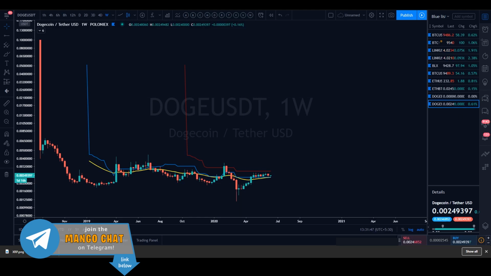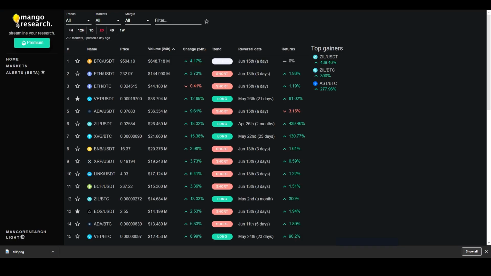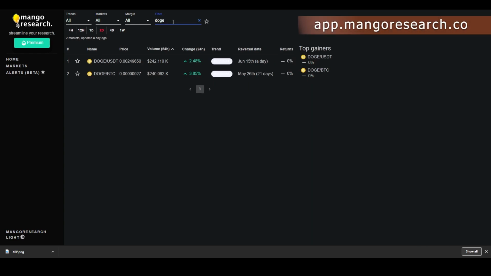Now, without further ado, let's get into the analysis, but we're first going to start off with that Mango dashboard, because I actually want to see what the dashboard is telling us about Dogecoin's trend. Okay. So not much really happening here. So Doge USDT is neutral. This signal came in a day ago. Okay, Doge BTC also neutral. This signal, however, came in 21 days ago. So it's pretty apparent that Doge hasn't really been trending against Bitcoin, but let's get on to some of the lower time frames perhaps and see what the trend is telling us there.